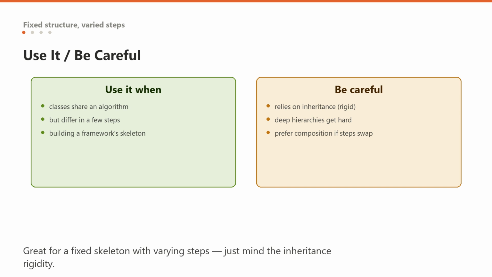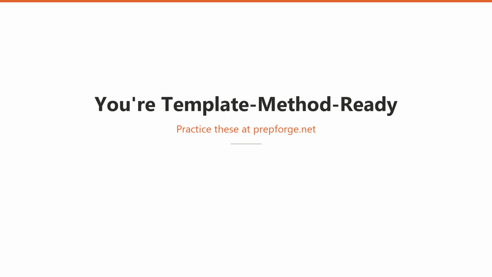Said simply, the template method puts the fixed steps of an algorithm in a base class and lets subclasses fill in the blanks. Explain the tea and coffee example and the Hollywood principle, and you've shown you truly understand it. And that's the template method pattern.